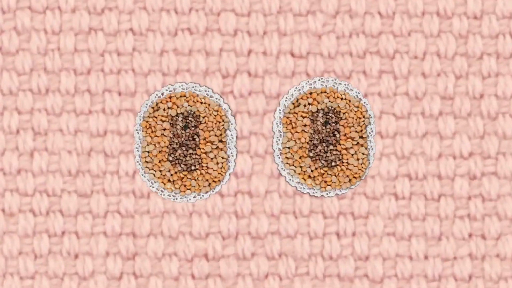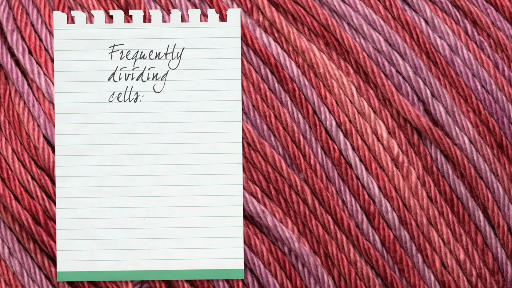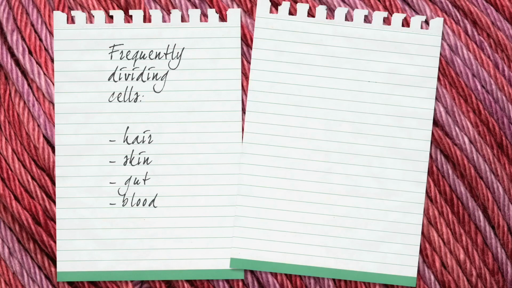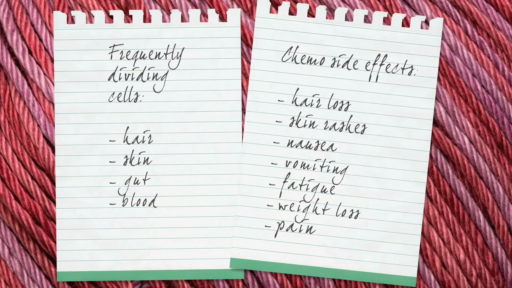So remember that hair cell? It divides frequently and isn't a threat. And there are other frequently dividing cells in your body like skin cells, gut cells, and blood cells. So the list of unpleasant side effects of cancer treatment parallels these tissue types: hair loss, skin rashes, nausea, vomiting, fatigue, weight loss, and pain. That makes sense because these are the cells that get hit the hardest.